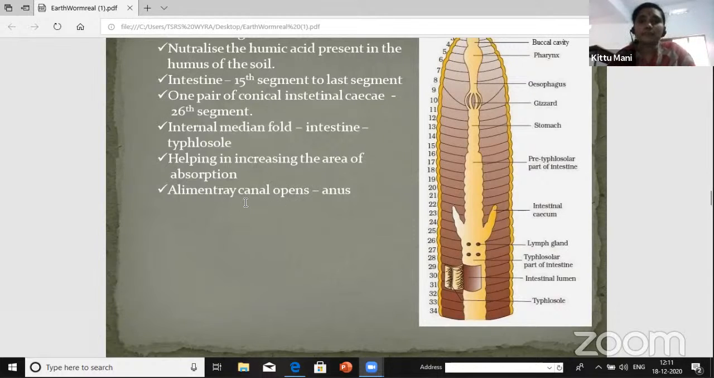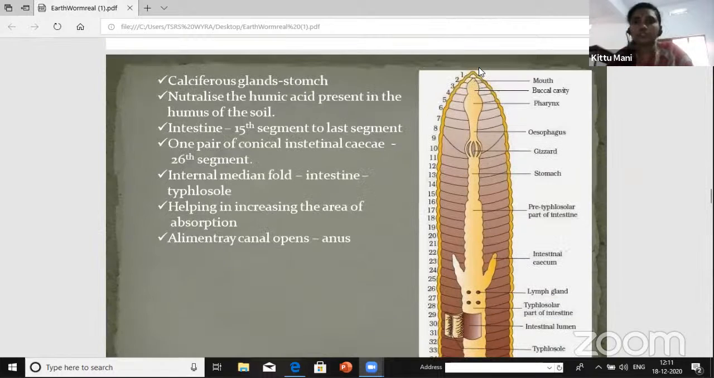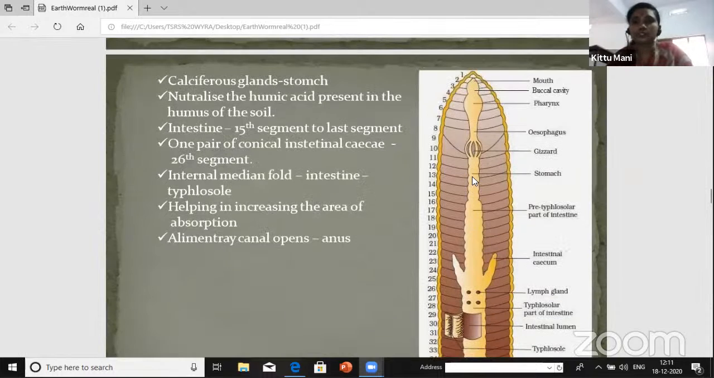Next, the alimentary canal opens into the anus. Last, when we start from the mouth to the anus, because it is a tube within a tube organization, the earthworm also shows that. The first opening is the mouth and the last opening of the alimentary canal is the anus. Once again, repeat: the mouth leads into the buccal cavity, segments first to third. Next, the buccal cavity enters into the muscular pharynx, the fourth segment. Next, a tube-like structure is present, the esophagus, and the esophagus enters into the muscular gizzard.